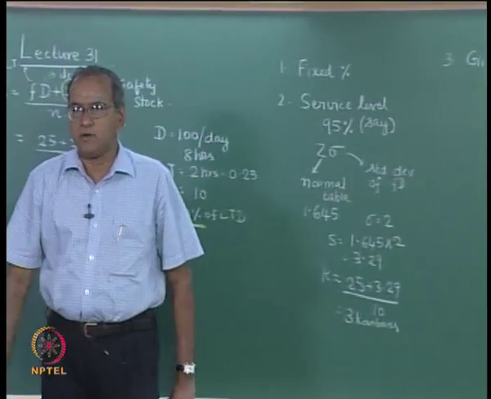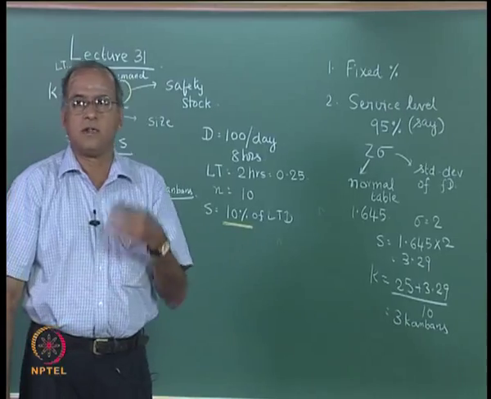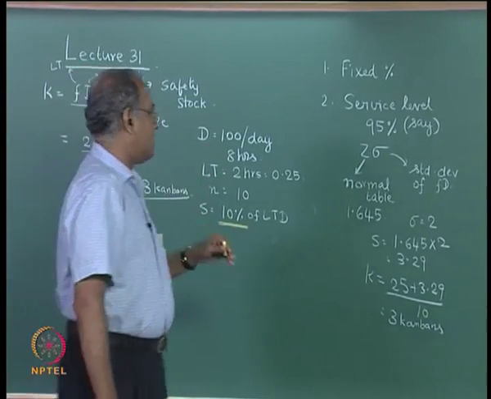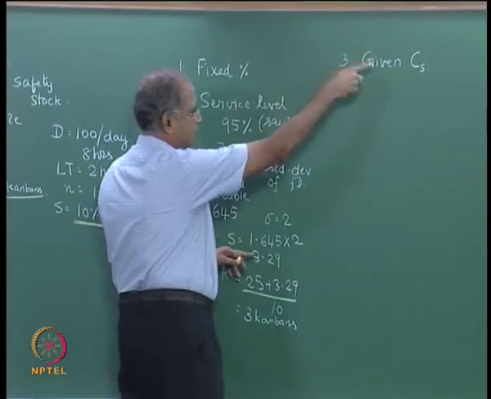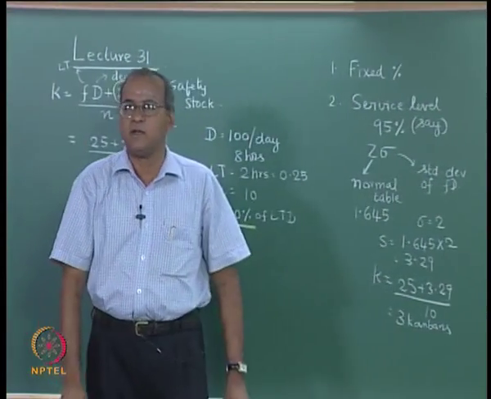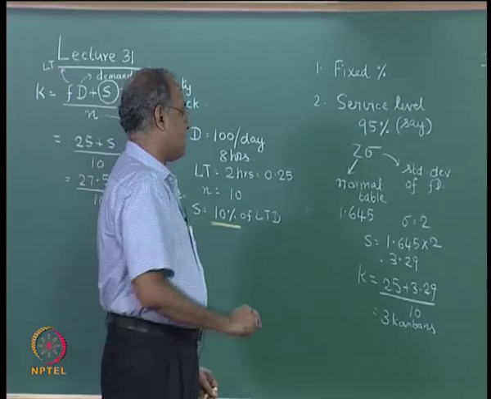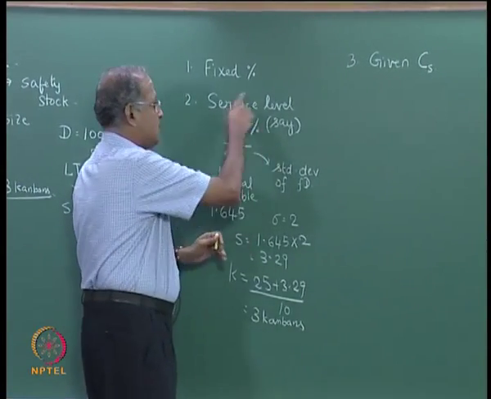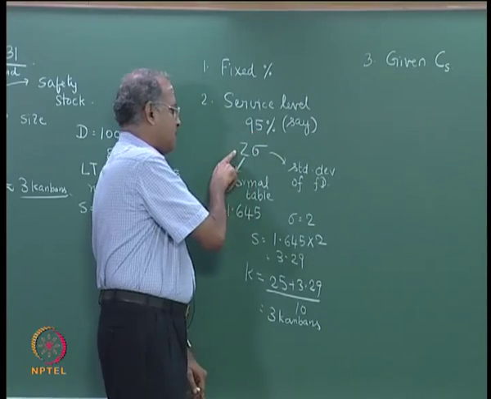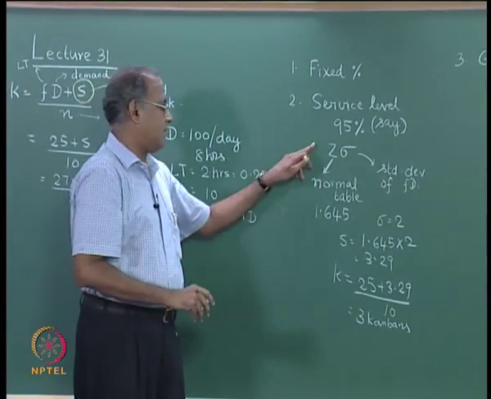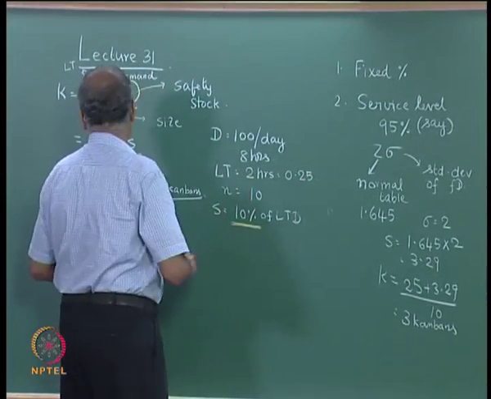The third way to do is, for a given shortage cost, we find out the area under the normal curve, and then z is computed from the normal curve for a given Cs, for a given shortage cost. In the previous example, the service level was predefined. So, based on the service level, the z was computed. Here we looked at the standard normal distribution.